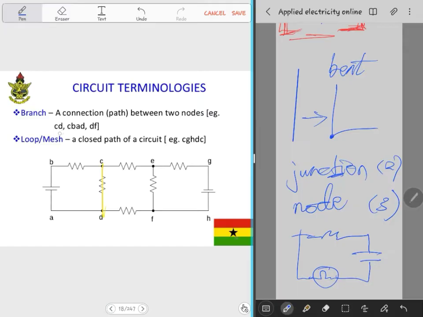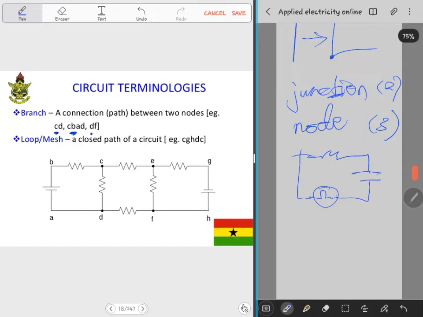Even for the branch we use CD here, this, and then this. We just use these letters for identification. They are not that important when you are doing circuit analysis, but it's very important for identification. It makes your work easier, okay. So you see CJHDC. We start from C, and when you're talking about a loop, you start from a point and end at that same point. That's what makes it a loop. So where is C? Where's J? G, right? And then we have H, and then D, and then C. So there's a loop.